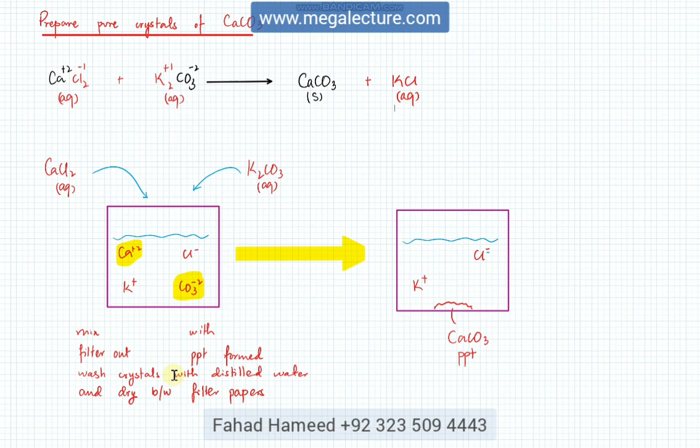Now the description, just change the names. So what are you mixing? Calcium chloride with potassium carbonate. So you're mixing calcium chloride with potassium carbonate, and filter out the precipitate of calcium carbonate that's formed. The calcium carbonate precipitate needs to be filtered out, and then wash the crystals with distilled water and dry the crystals between filter papers or sunlight. Or if you want, strongly heat them, put them in the oven.